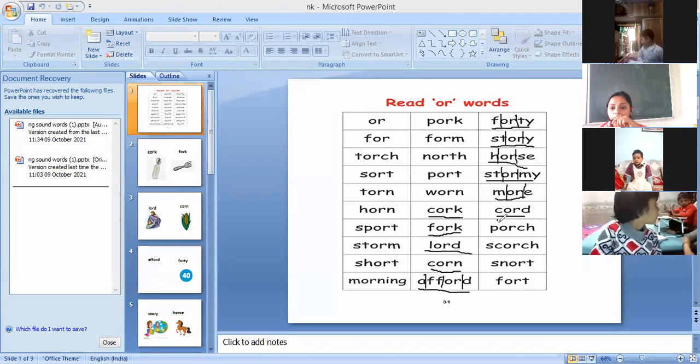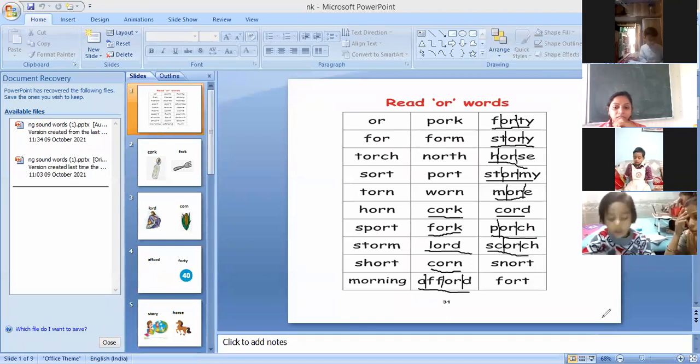P or ch, porch. Porch. Sk or ch, scorch. Scorch.